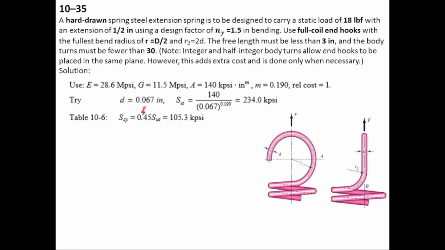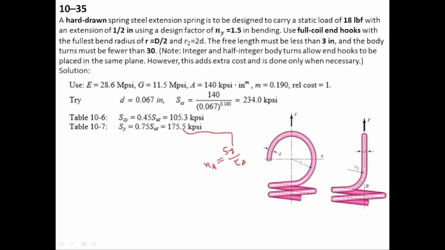So for the body, torsion yield strength is equal to 0.45 of SUT, and after putting the value we will get SSY equals 105.3 kpsi, and for critical position A that percentage was 0.75. So Sy is equal to 0.75 times SUT. After putting the value of SUT, we will get Sy equals 175.5 kpsi. Now factor of safety at point A is equal to strength of the spring Sy divided by sigma A, which is the stress because of the exerted load.